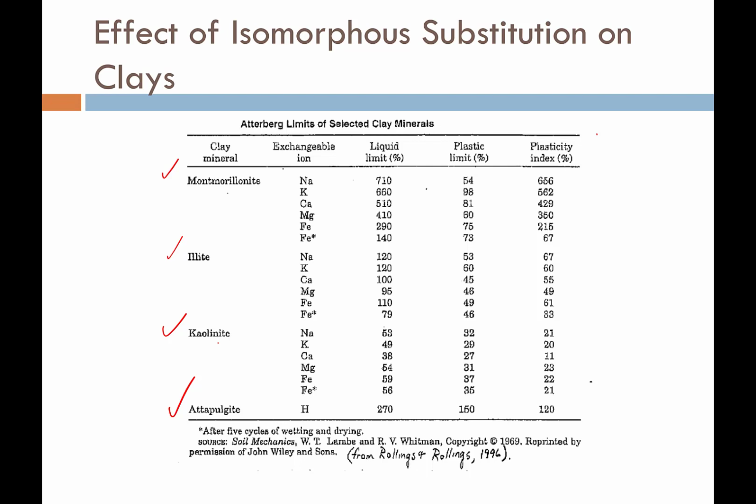That would be fun. Anyway, exchangeable ions represent the ion that is currently inside of the tetrahedra or the octahedra. So we have sodium, potassium, calcium, magnesium, iron, and then you'll see iron here with a star. What this means is after 5 cycles of wetting and drying, meaning, what if we had a halloysite type soil where we dried it? Will that change the properties of it? Okay.